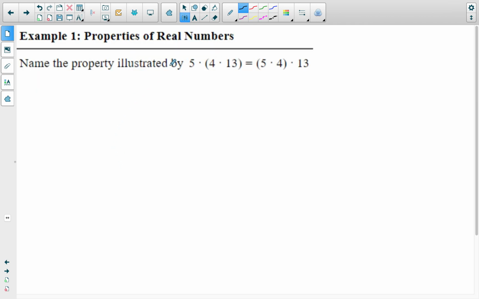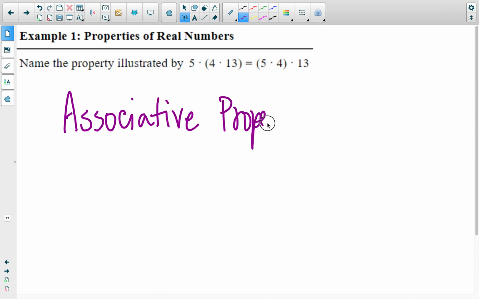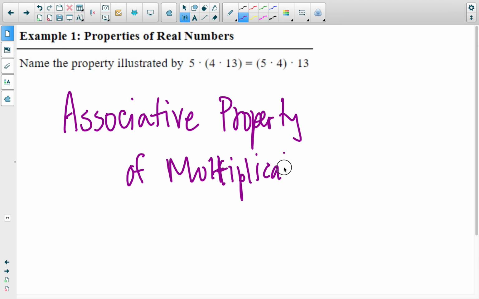So here's an example. Name the property illustrated by this. So we see there's multiplication, so we know we're going to be talking about one of our multiplication properties. And notice how what we're doing is moving around the parentheses, and we're not changing the value of the expression. So because we're moving around those parentheses, we're kind of regrouping. This is our associative property of multiplication. Okay, because we're regrouping, we're not changing the value, it's associative.